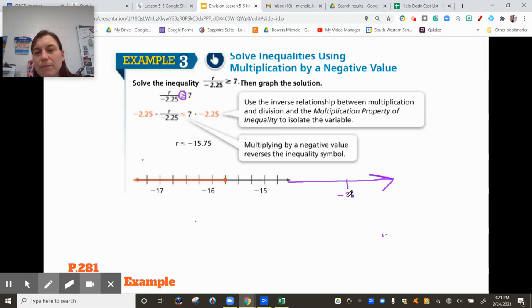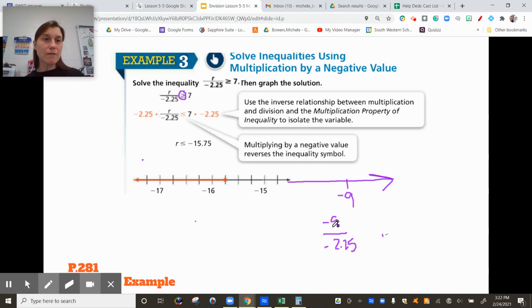Okay, so here's negative 9. So let me try negative 9. It's not shaded, so it's not supposed to be part of the solution, but I'm confused because I feel like it should be greater than symbol. So I'm picking something greater than negative 15.75, like negative 9. So I'm going to do negative 9 divided by negative 2.25. Well, what would that equal?